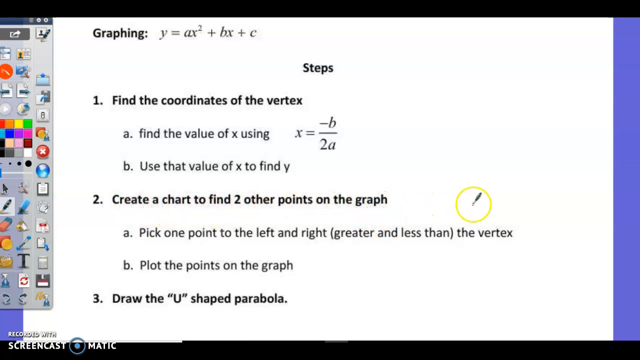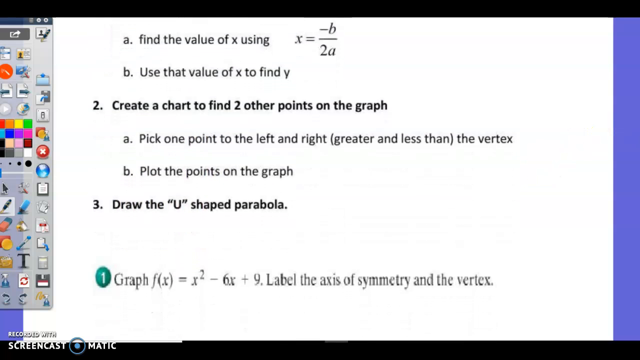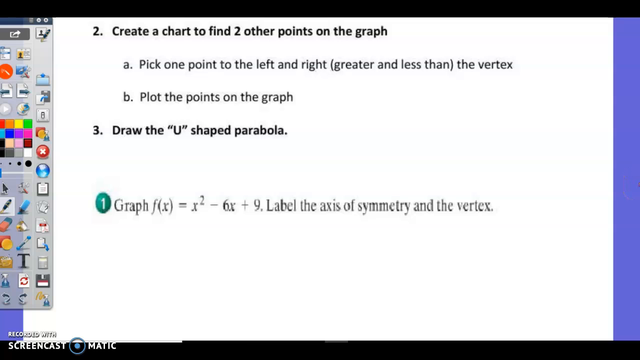We'll pick one point to the right, one point to the left of that vertex. That'll make sense when we do the problem. And then we're going to plot those points, and then we will draw the U-shaped graph through all of those points. I think it's just easier to get right into it and see an example of how it's done.